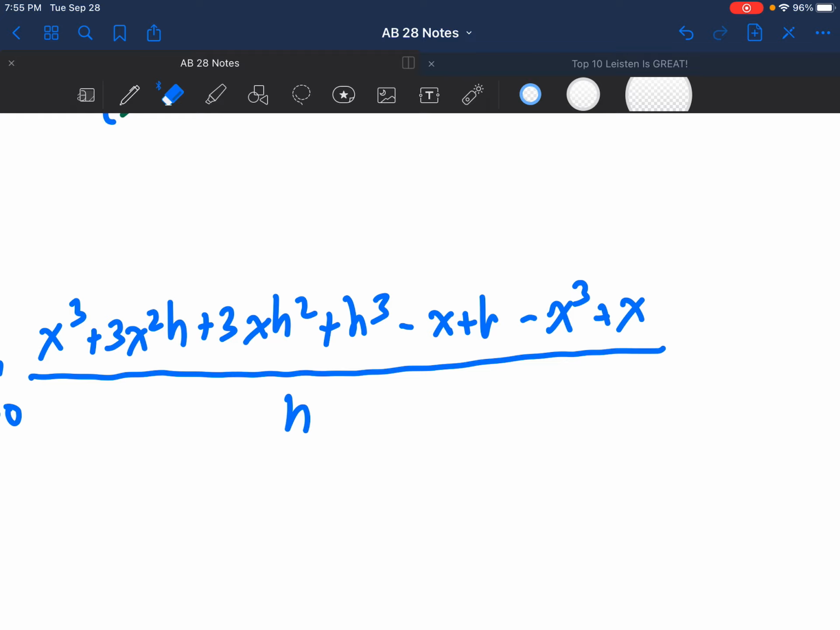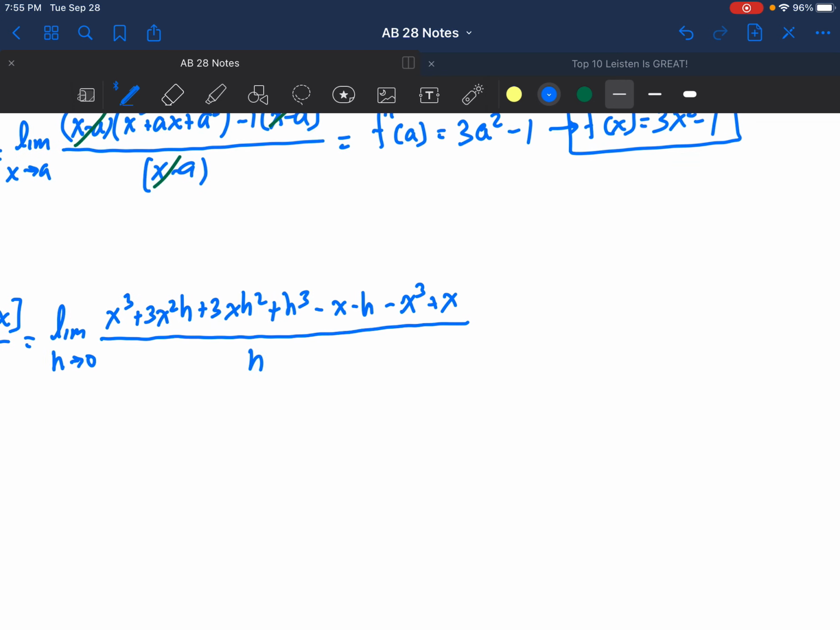Subtract x minus h once we open that parentheses. So now neatening up, we've got limit h approaches 0. Notice h cubed, subtract h cubed. Add x, subtract x. Grouping what we have, 3x squared h plus 3x h squared plus h cubed minus h, divided by h.